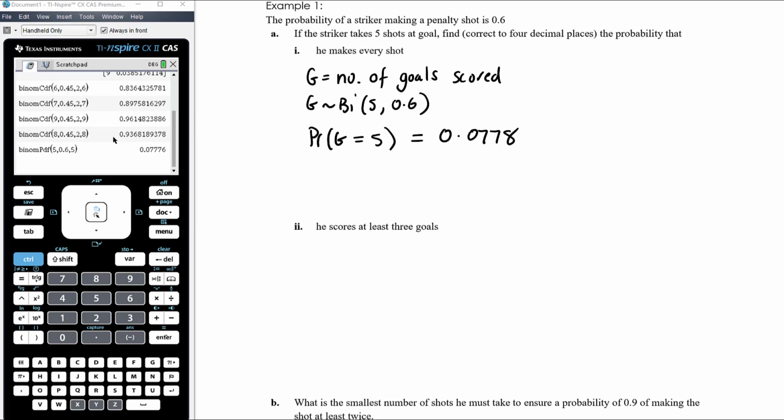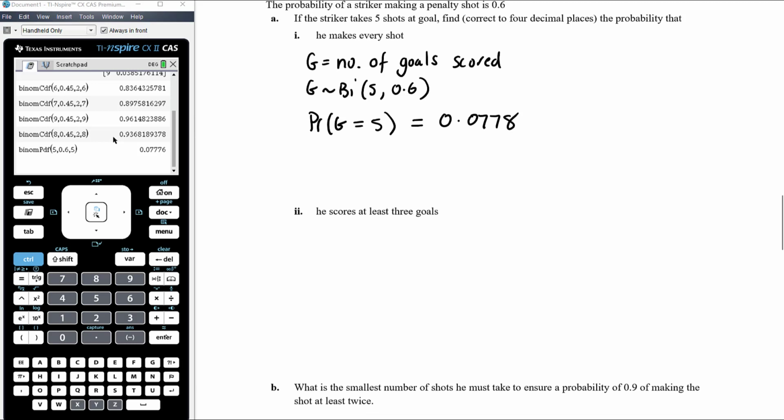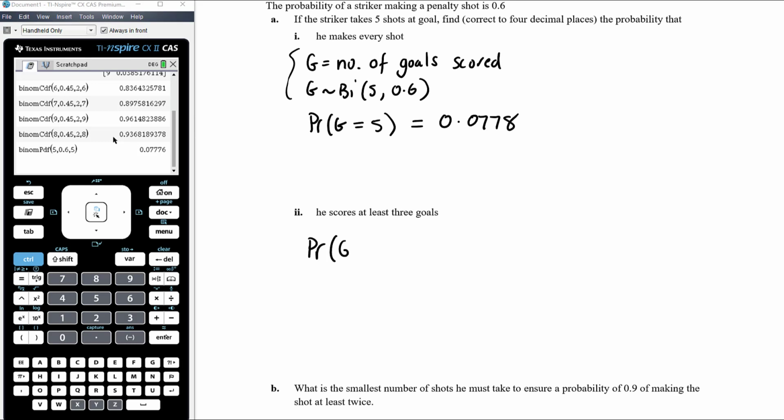Okay, so then part 2, the probability he scores at least 3 goals. We don't need to rewrite this, we've defined it at the beginning. If we still use the same letter, G, we're obviously referring to this definition of G. At least 3 goals, so G is greater than or equal to 3.